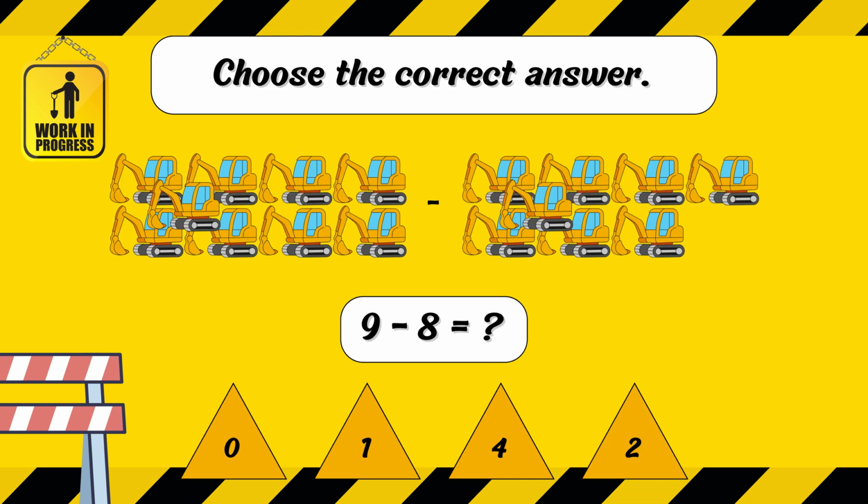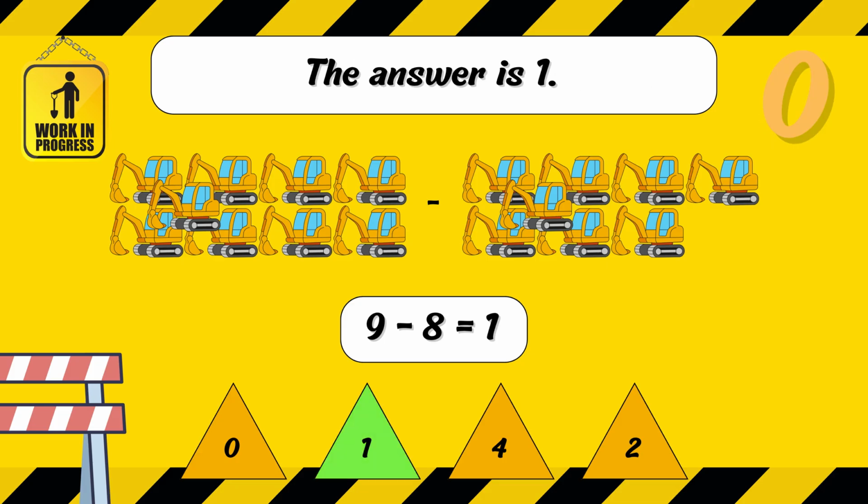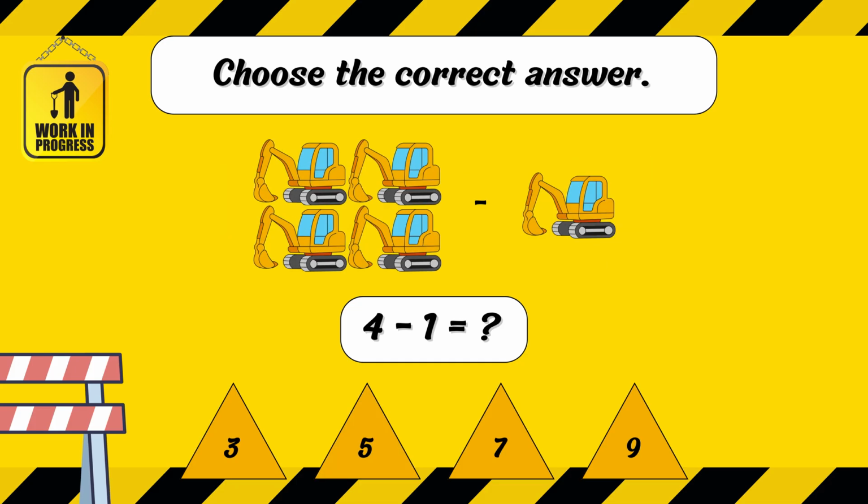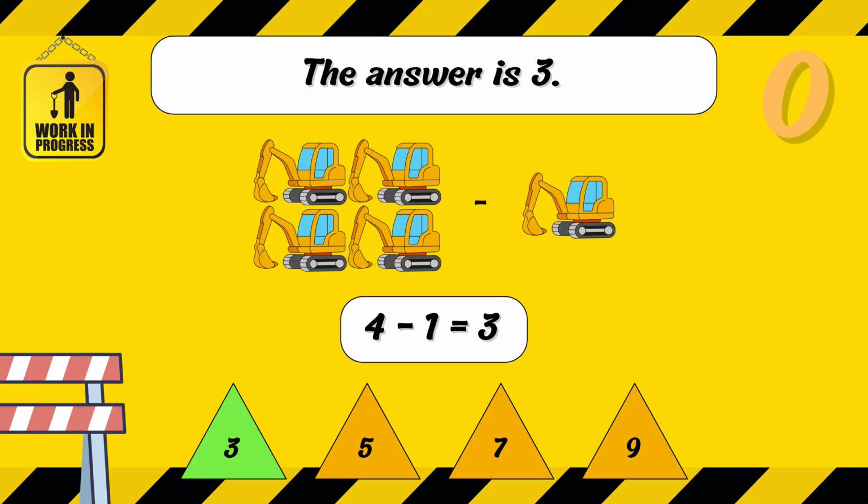Choose the correct answer. 9 minus 8 equals? The answer is 1. 9 minus 8 equals 1. Choose the correct answer. 4 minus 1 equals? The answer is 3. 4 minus 1 equals 3.